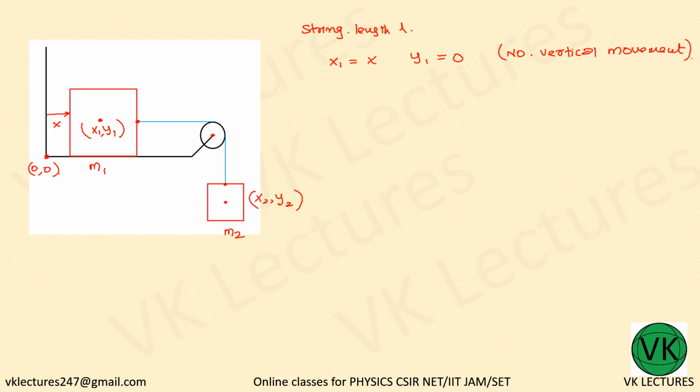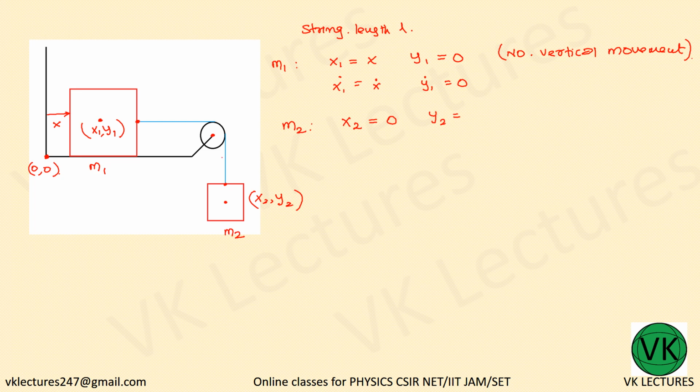And now probably x1 dot is equal to x dot and y1 dot equal to 0. This is with respect to mass m1. Similarly, with respect to mass m2, we have x2. So here with respect to mass m2 there is no movement along x direction, so it's 0, and y2 is nothing but the distance it moved.